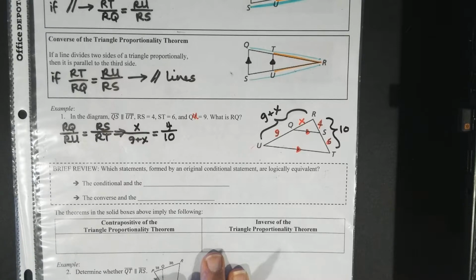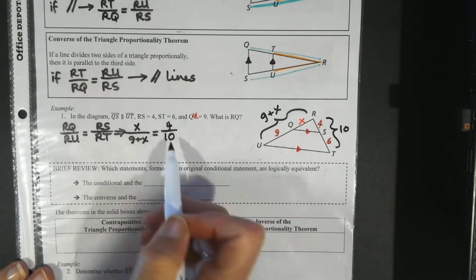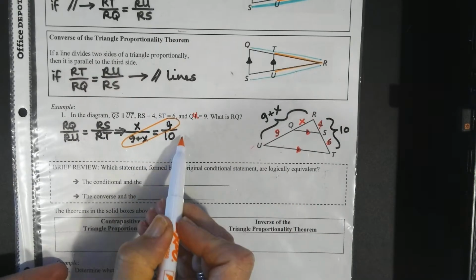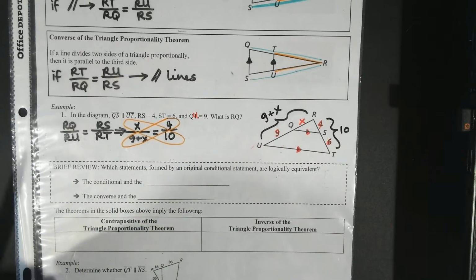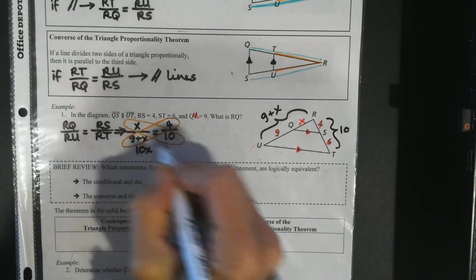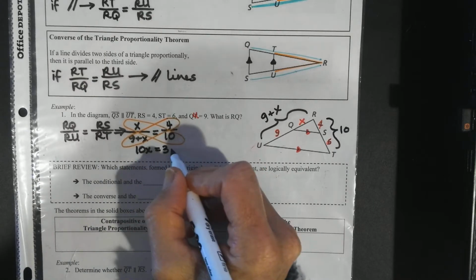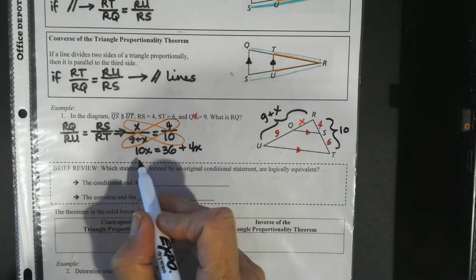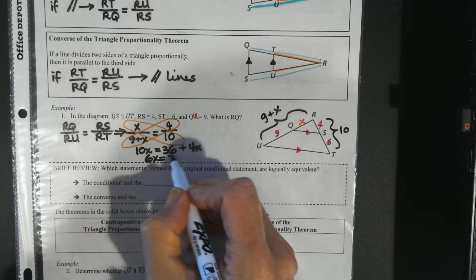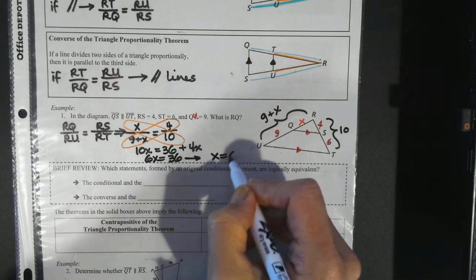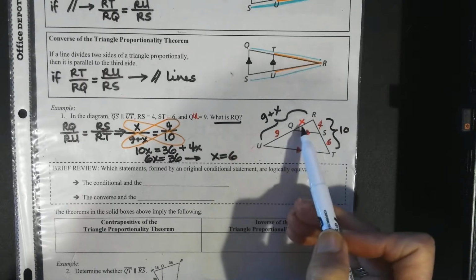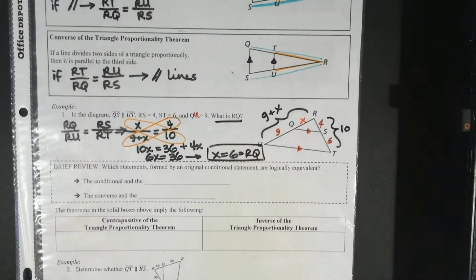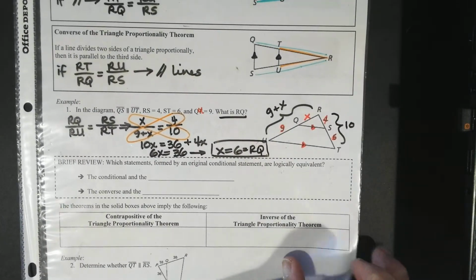There's a number of ways to solve this. The easiest, of course, is just do your cross products. You could reduce that first if you want to. But I get 10x this way, and that's equal to 4 times 9 is 36, plus 4 times x. If I take away 4x from both sides, I get 6x equals 36, which gives me x equals 6. And since I was looking for RQ, and that's x, then RQ is 6. Any questions?